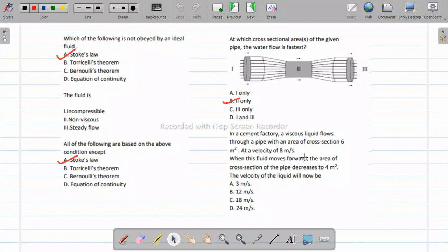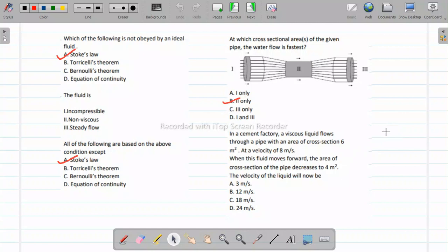In a cement factory, a viscous liquid flows through a pipe with an area of cross section 6 meters square at a velocity of 8 meters per second. Like at one point, this is the area and this is the velocity. When this fluid moves forward, the area of cross section of the pipe decreases. This makes us conclude that if area decreases, then velocity must have increased, right? And they are asking you to evaluate this velocity at that point.